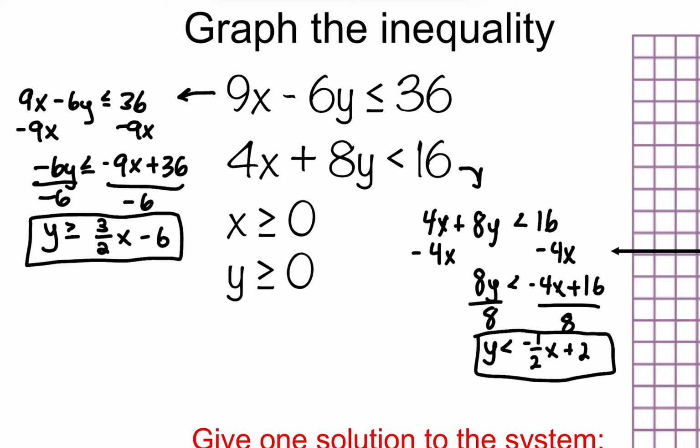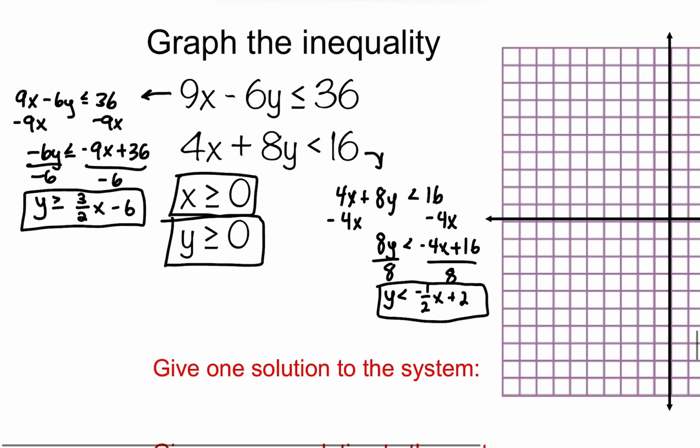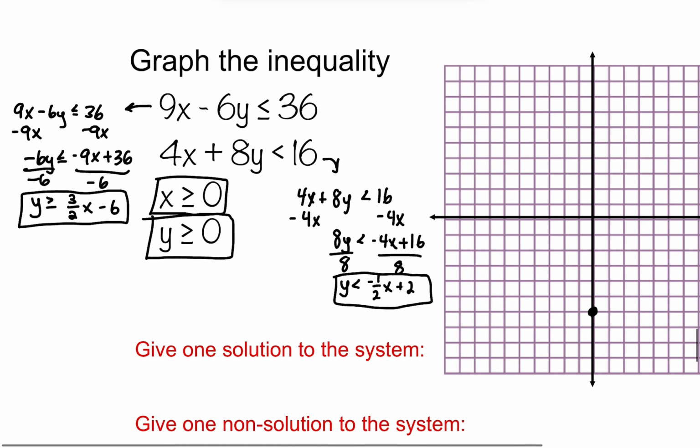All right, so we have 4 graphs or 4 lines, inequalities to graph. Let's start with the first one. Y is greater than or equal to 3/2 x minus 6. 1, 2, 3, 4, 5, 6. So there's the y-intercept on the first one. We're going to go up 3 over 2, up 3 over 2, up 3 over 2. And this is a solid line. So there's our solid line.